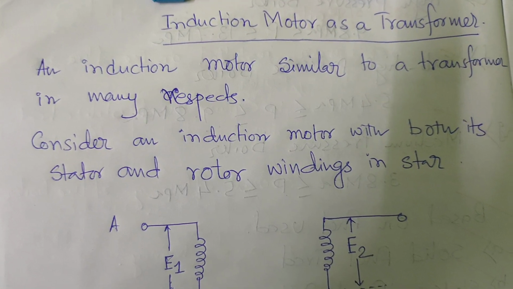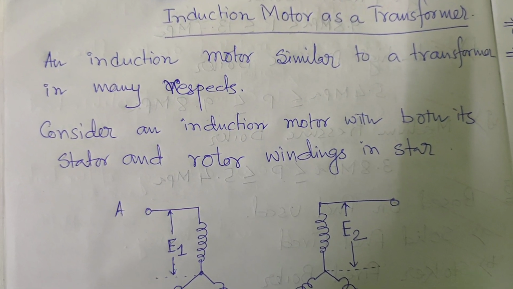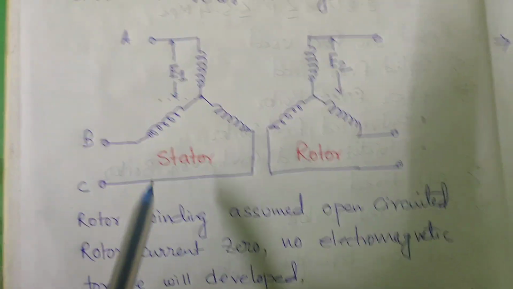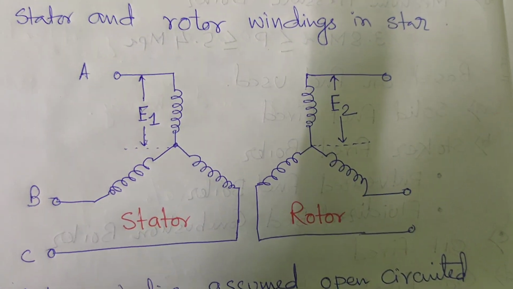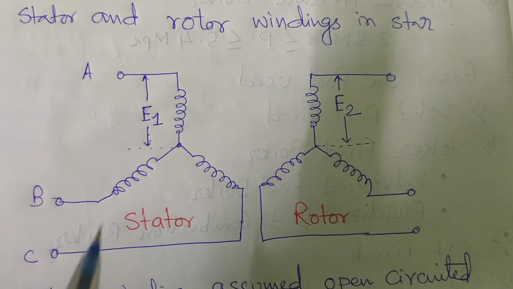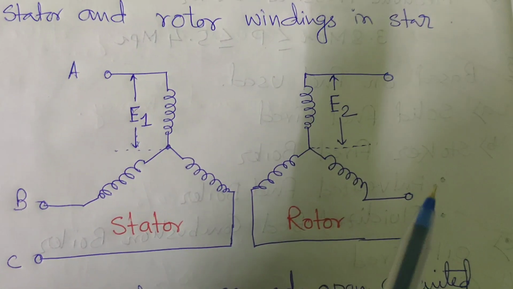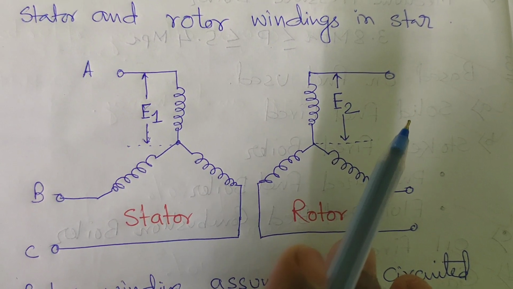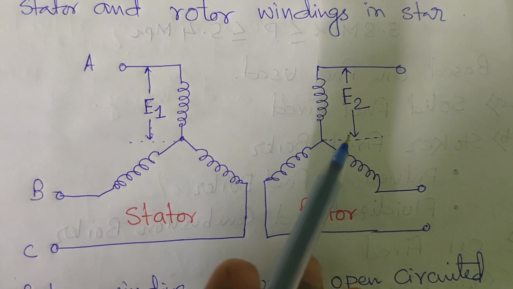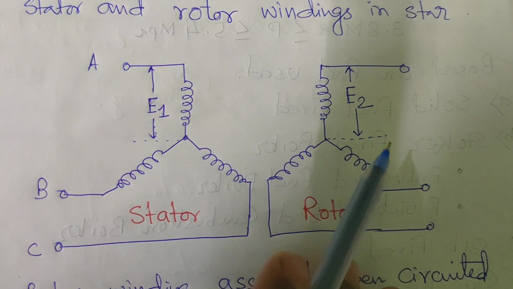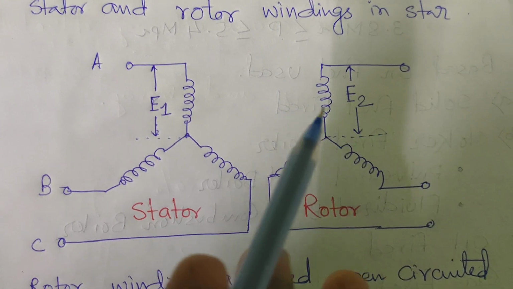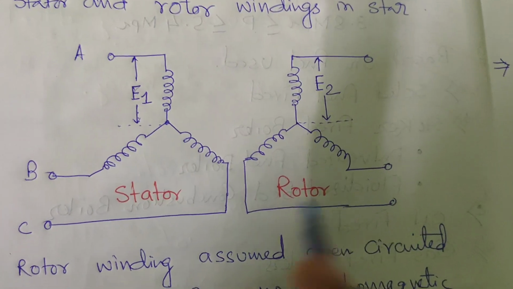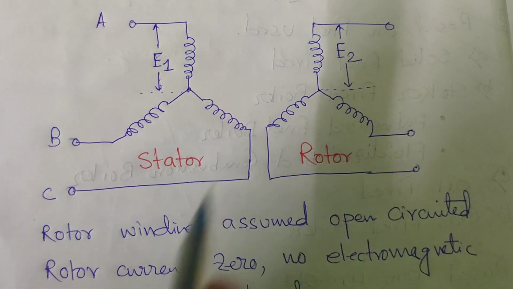If we are considering the induction motor with both its stator and rotor winding in star, as in this diagram, this is the stator of the motor and this is the rotor of the induction motor. Here E1 and E2 are the induced EMF, electromotive force, and let's discuss how this EMF is produced inside the stator and rotor.